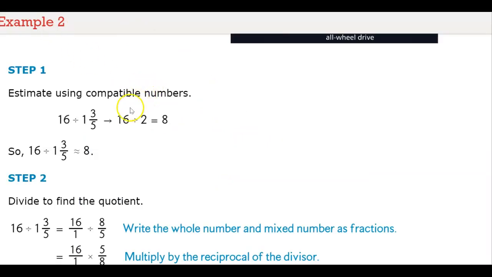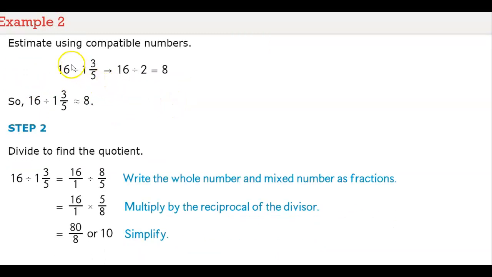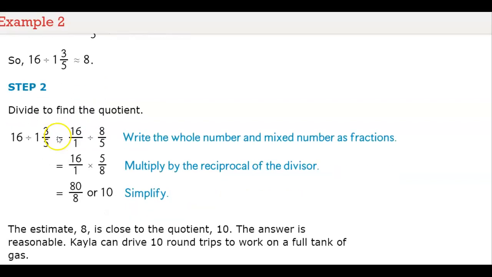Now we're going to see how to solve this problem. Step 1, estimate using compatible numbers. They took 16 and that's the 16 gallons divided by the 1 3/5 per round trip, and the compatible number they used was 2 to replace the mixed number here. And so 16 divided by 2 is 8. And so 16 divided by 1 3/5, and that squiggly equal sign means approximately. That means it's not exact. So it means approximately 8 gallons. So step 2, we're actually going to divide without compatible numbers.